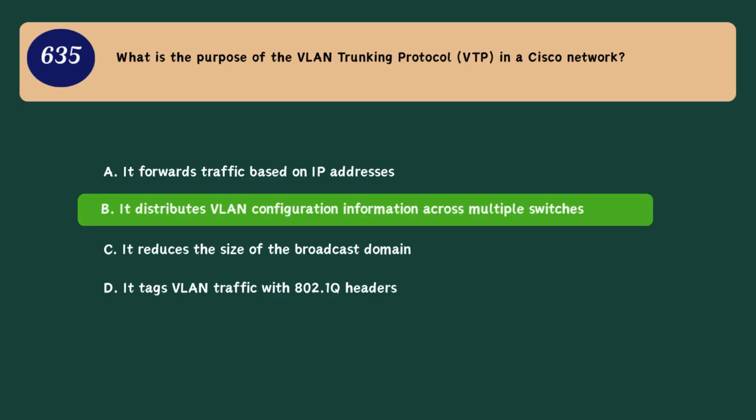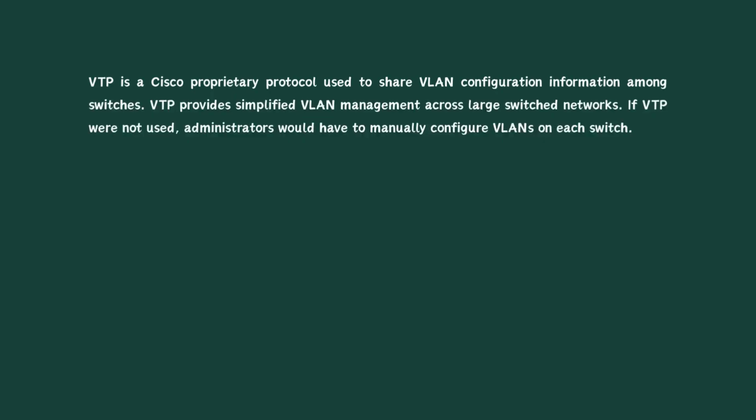Correct answer. B. It distributes VLAN configuration information across multiple switches. VTP is a Cisco proprietary protocol used to share VLAN configuration information among switches. VTP provides simplified VLAN management across large switched networks. If VTP were not used, administrators would have to manually configure VLANs on each switch.